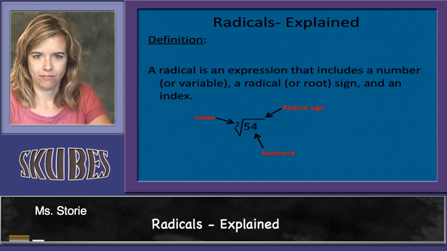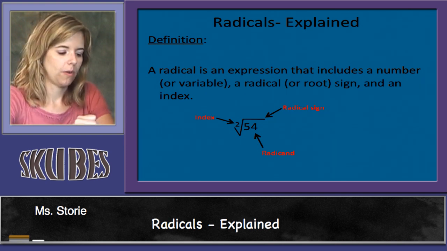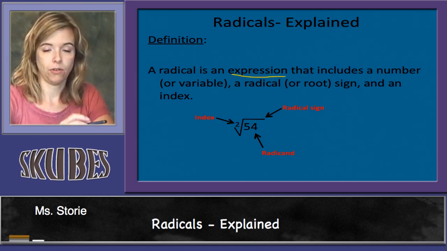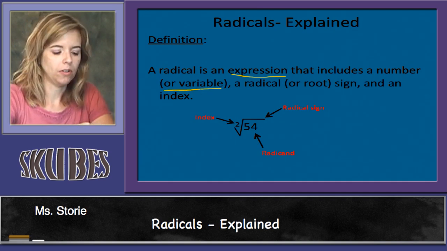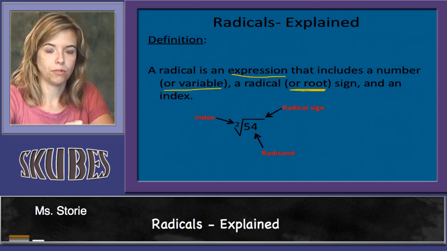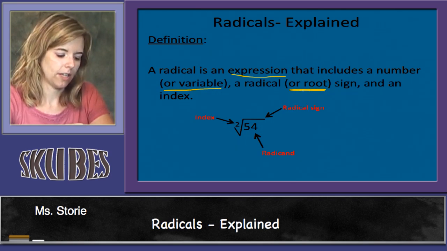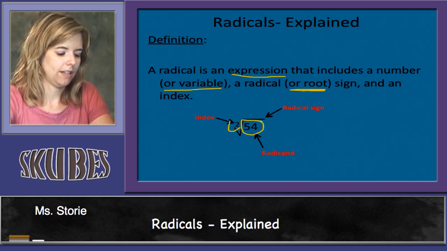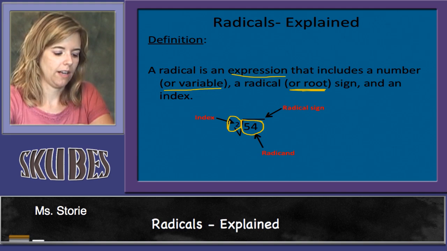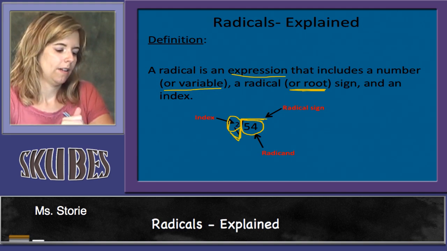First we have to talk about the definitions. What are they exactly? A radical is an expression that means we don't have an equal sign. That includes a number, or you can have a variable, a radical, it's also called a root sign, and an index. So take a look. We've got what's called the radicand inside, you've got the index, the tiny little number on the outside, and then the actual radical sign. Kind of looks like a big check mark.